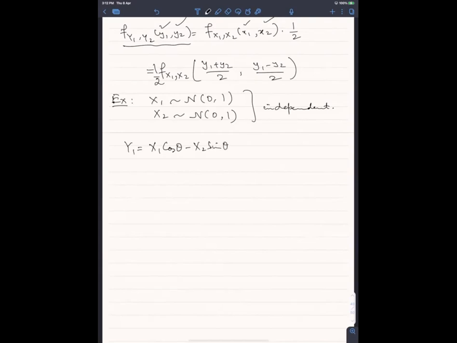Theta is a constant. Similarly, y2 is x1 sin theta plus x2 cos theta. What this represents is a rotation of axis by theta. Theta is constant.